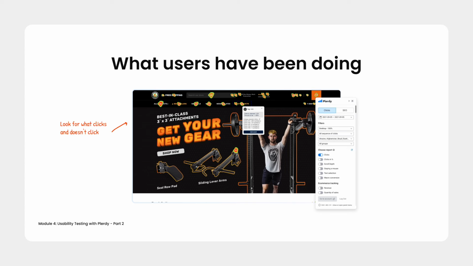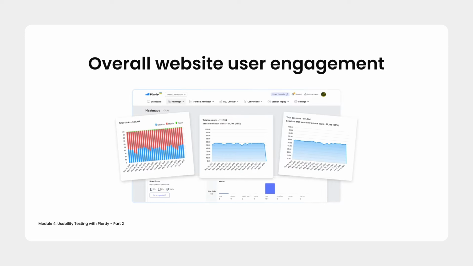Heat maps show you what users have been doing on your site, such as where they clicked, how far they scrolled, and how long they stayed on a page. When analyzing heat maps, select an appropriate time range to ensure enough user interaction data is available for meaningful decisions.